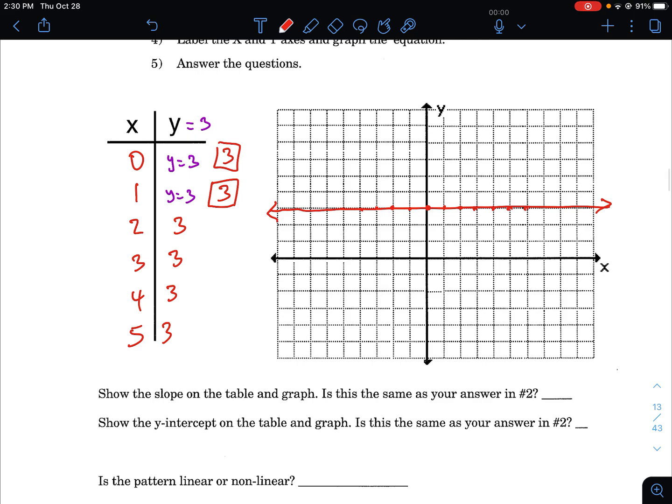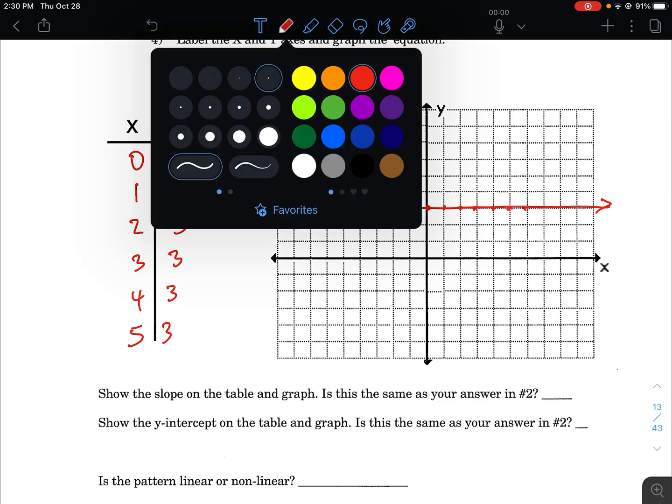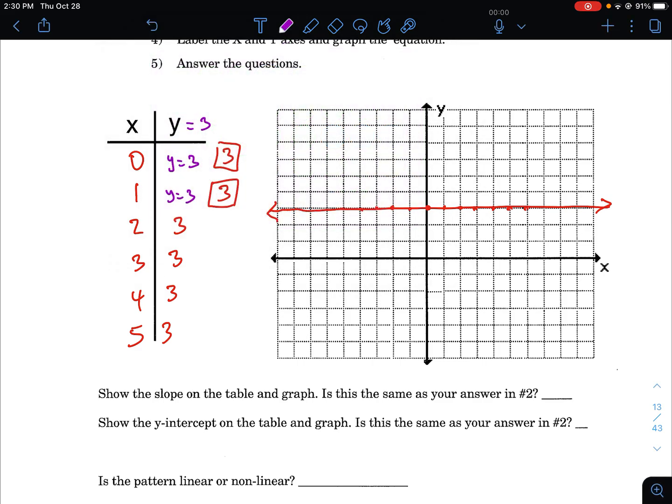Show the slope on the table and graph. Well, let's show the slope. The change in y, from 3 to 3, you're adding 0. What about the change in x? You're adding 1. So our slope is 0 over 1, right? Change in y is 0. Change in x is 1. And what's 0 over 1 simplified? It's just 0.